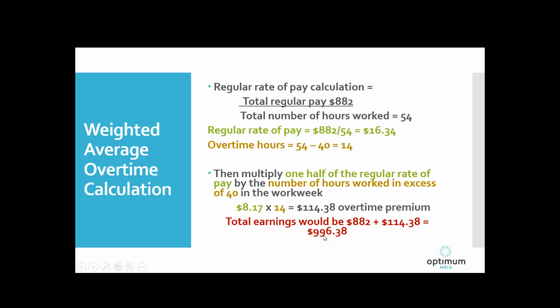$882. To calculate his weighted average, his regular pay divided by his hours worked is $16.34. He worked 14 hours of overtime. 1/2 of his regular pay is $8.17. $8.17 times 14 hours gives us an overtime premium of $114.38. So his total earnings would be $882 plus $114.38, or $996.38.